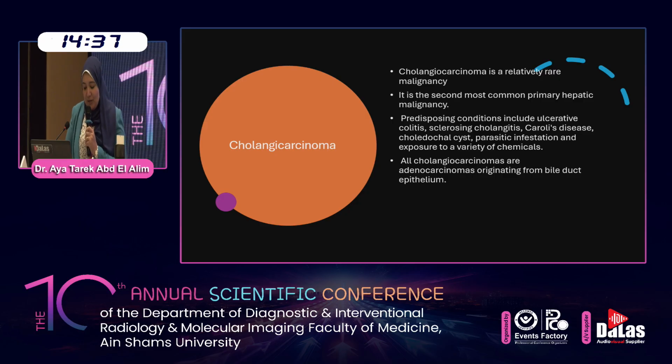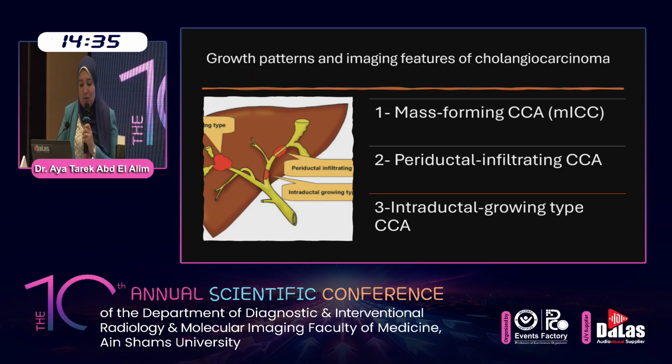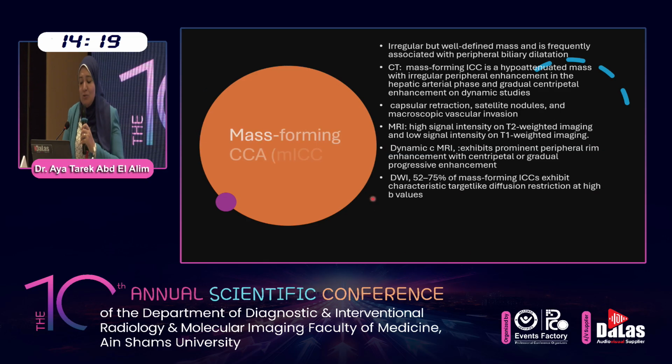It's adenocarcinoma type. As regards its growth pattern, we have first, mass forming and periductal, as well as, wait, I will use the laser pointer, as well as the intraductal growth. The most common form is the mass forming. It's irregular, has certain criteria in CT. As regards its histological pattern, it has fibrous tissue. So it's more hypodense in CT, with capsular retraction, stellate nodules, and microvascular invasion.